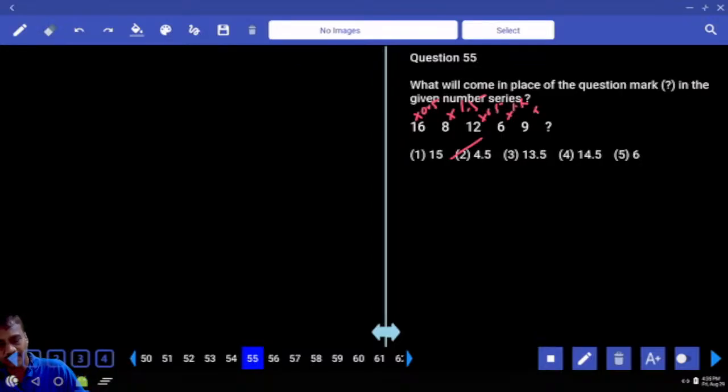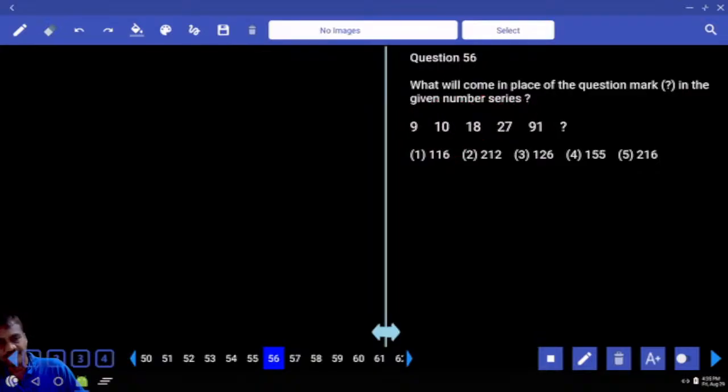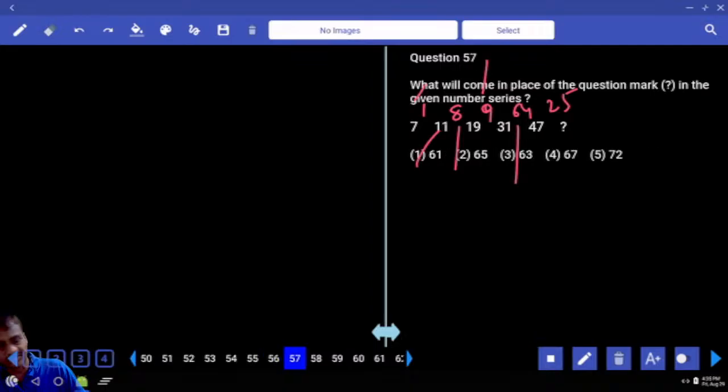Clear? Then 56. Now 56 again, numbers are increasing at a smaller rate. Then go for difference. 1, 8, next one 9, and next one 27, and 61, 64. And 64: 1 square, 2 cube, 3 square, 4 cube, 5 square. 91 plus 25. Now 116, choice 156.